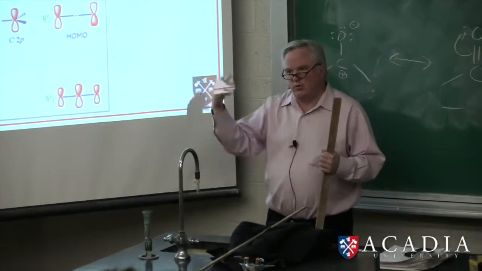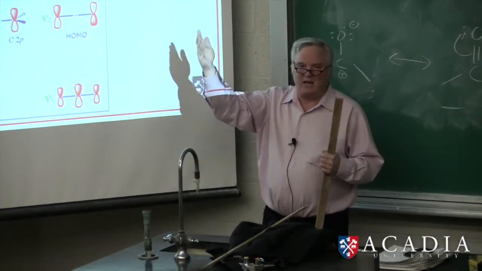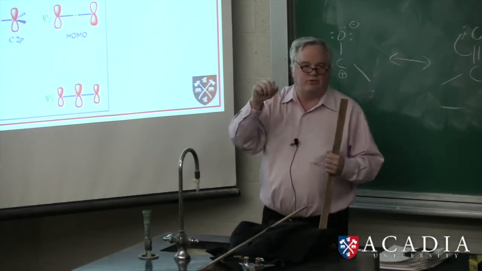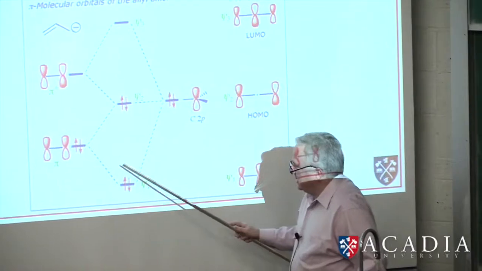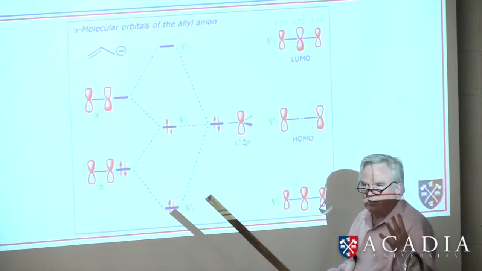And the same goes true in the other direction. To go from an anion to a cation, you have to pull 2 electrons out. So the allyl anion, we put our electrons in. We now have 4 electrons in our pi system.